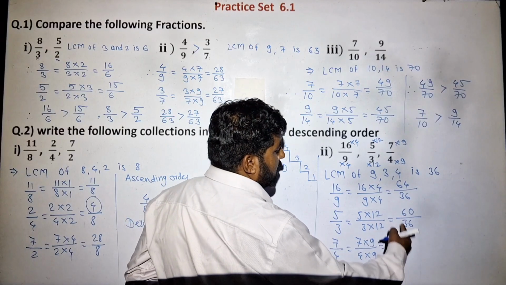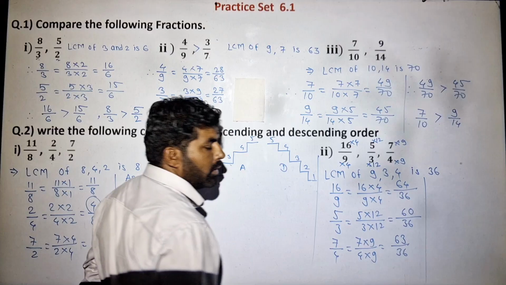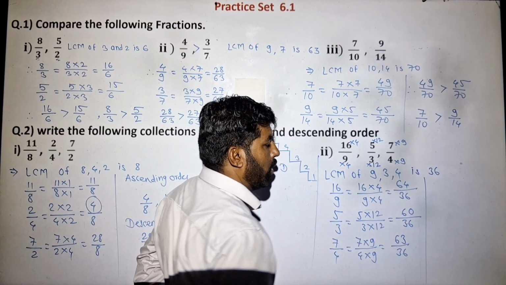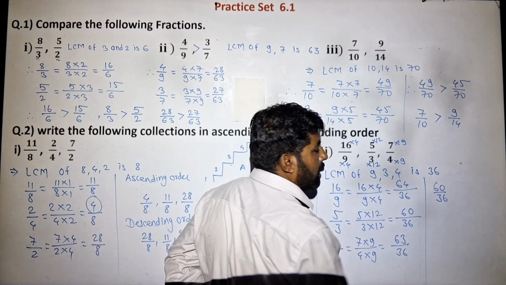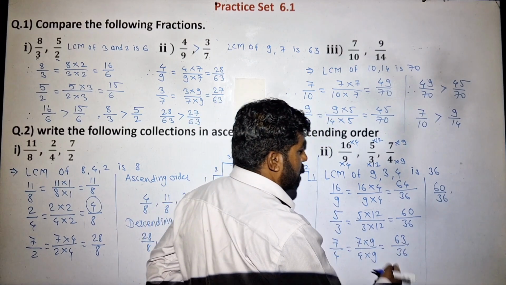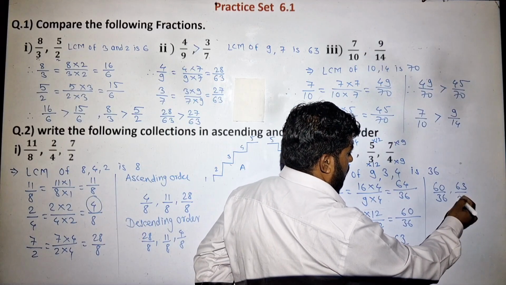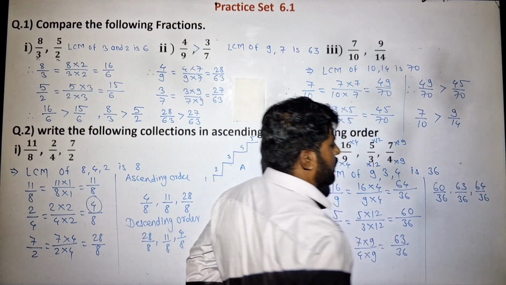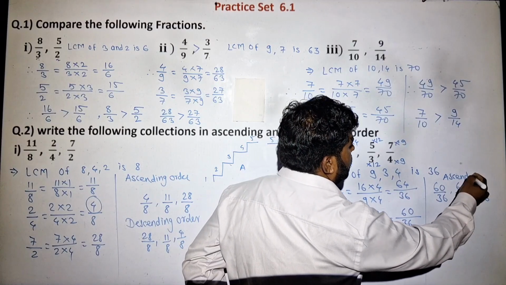Here the denominators of all the fractions are the same, that means we have converted them into like fractions. Okay. Observing the numerators 60, 63, 64, 60 by 36 is the least, the greater one is 63 by 36, and after that 64 by 36. This is ascending order.